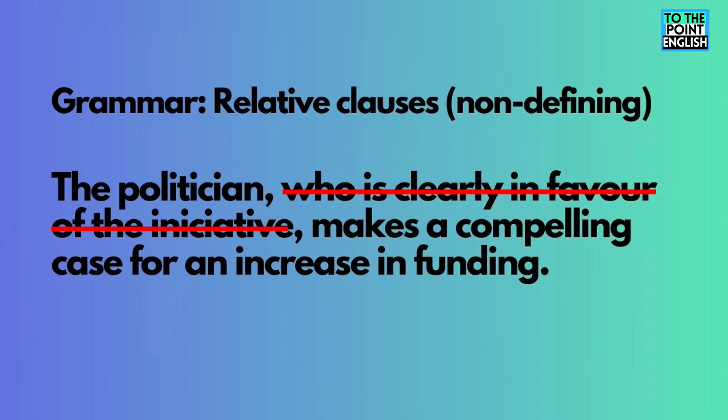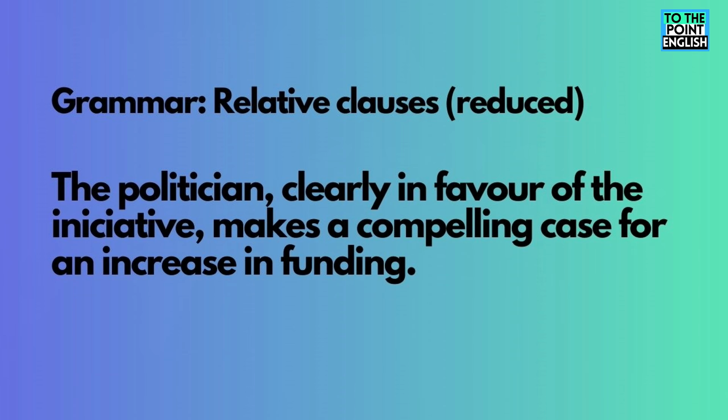But you can even go a step further by using a reduced relative clause. So the politician, clearly in favor of the initiative, makes a compelling case for an increase in funding. So we've removed some words there. Who is removed from this sentence, and it just becomes clearly. Because it's obvious from the context that that clause is referring to the politician, it's not necessary always to include the pronoun and the verb. Again, it's an example of ellipsis, so these are grammar areas which overlap.